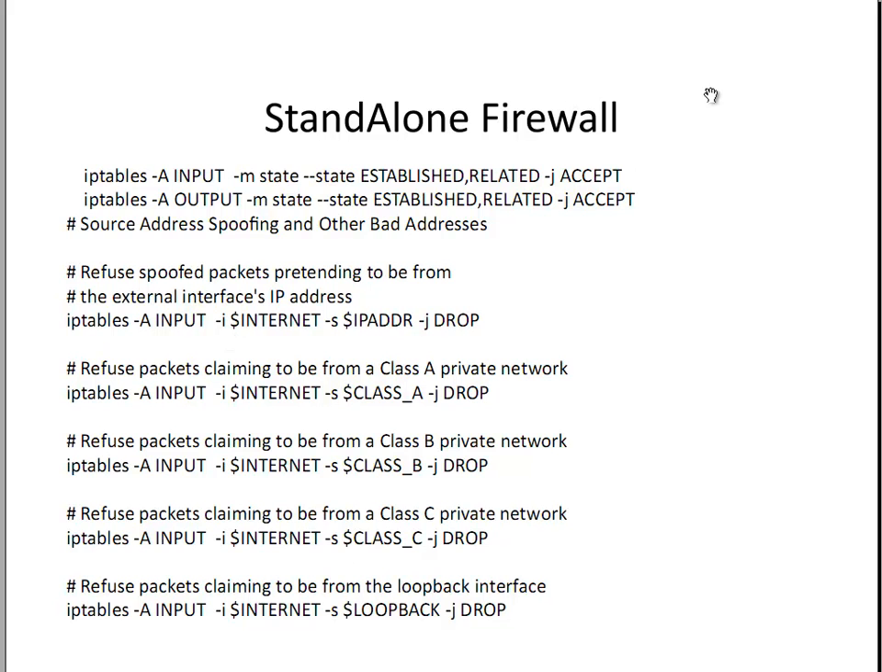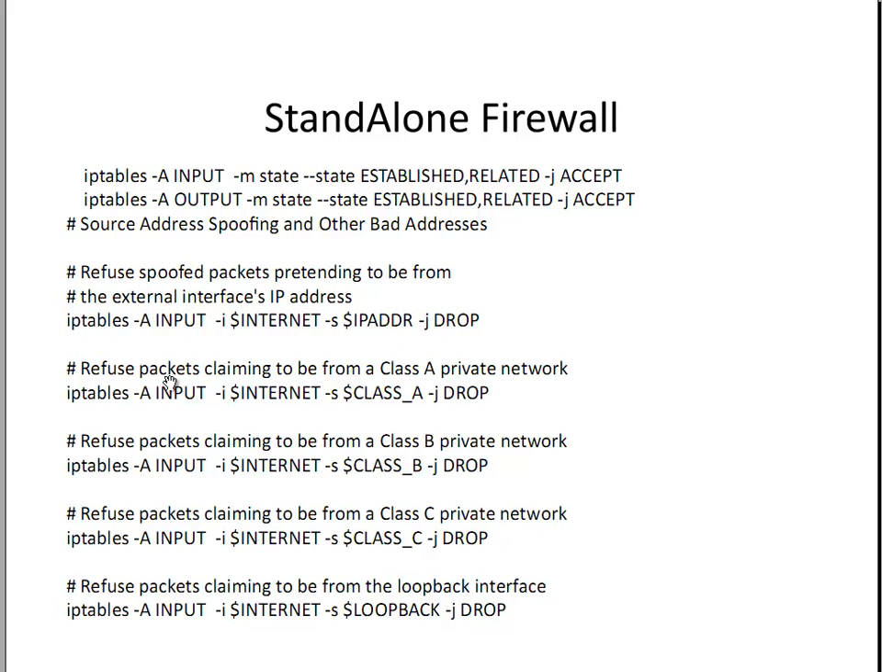So here we're appending to the input chain for our ETH0, if you recall that was ETH0, and for the source address, our own IP address, we want to drop those because that's essentially a way to cause a denial of service attack, having a source and destination address that are the same, and you get in this cyclical loop, and it causes a denial of service attack.